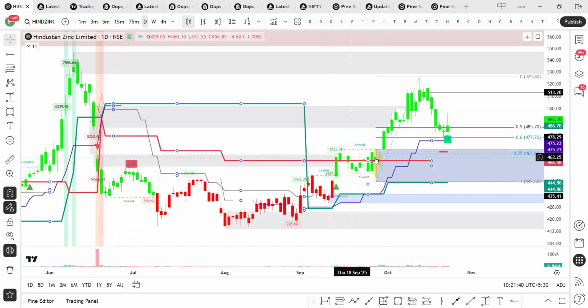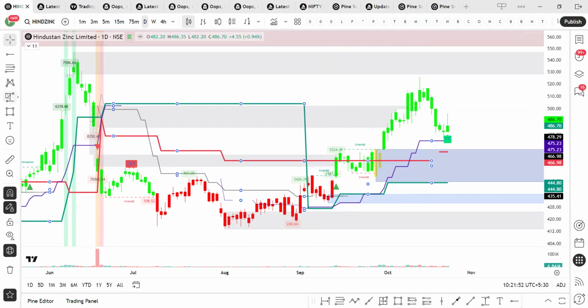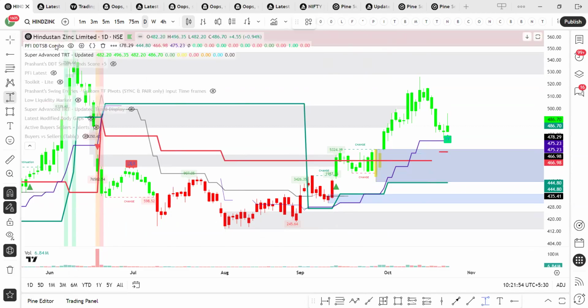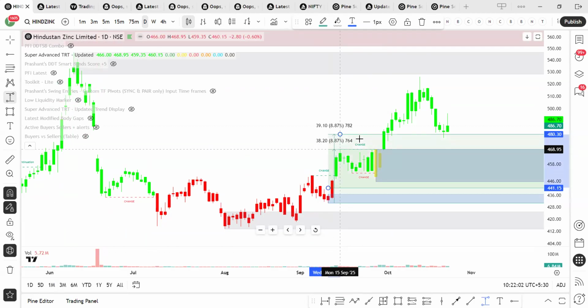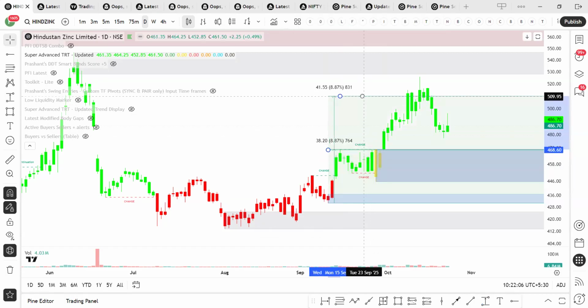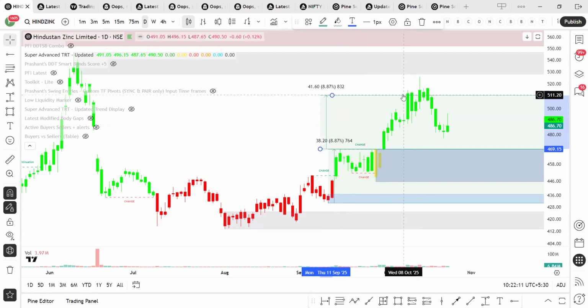No, as this was a flag breakout, you have to exit at target. What is the target of a flag? This is a flag, right? So 100% of that is the target. So you should have exited at that time. If you consider this as a flag, then this is your target. You should have exited here. Yes, I should have exited.